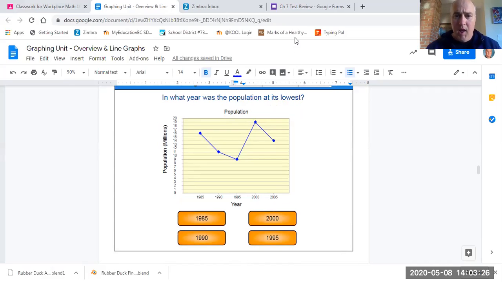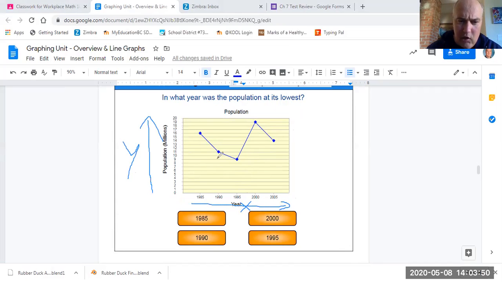Now, if I were to look at this, we hopefully can see that the population is expressed on what we call the y-axis. This is the y-axis, okay? And the year of each of these points is what we call the horizontal, or the x-axis. So this horizontal axis is the x-axis.